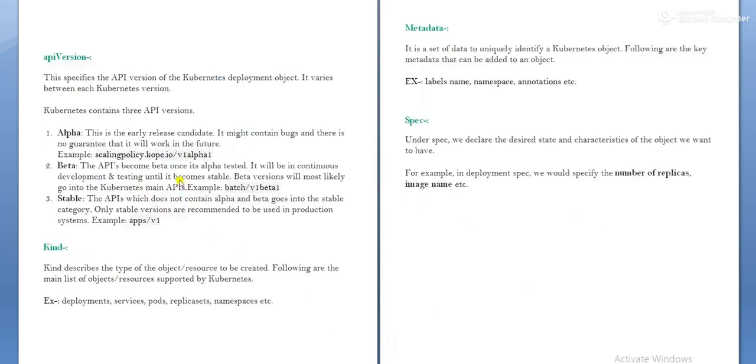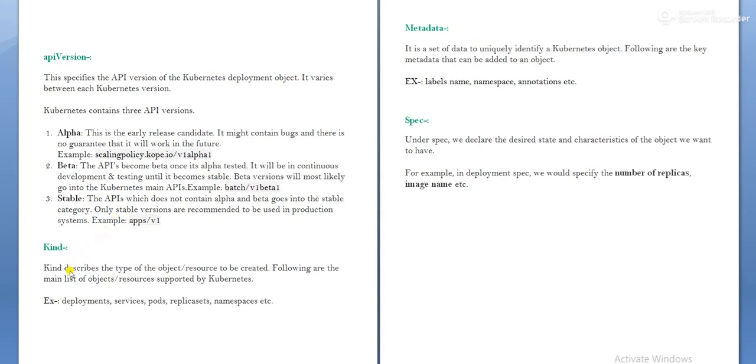So what is API version? When you create a YML code, at that time we need to define an API version. There are three types of API version: alpha, beta, and stable. Alpha is always v1alpha1. It might contain bugs, and there is no guarantee that it will work in the future. Then the beta version, v1beta1, that means the beta version will most likely go into the Kubernetes main API. It is in the testing phase and is already tested, there are no bugs. The stable version is v1, so you can use it in a production environment.